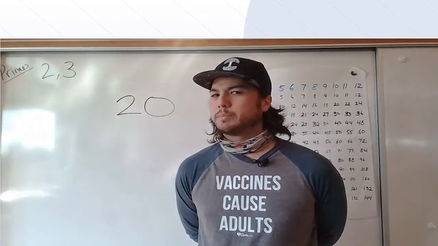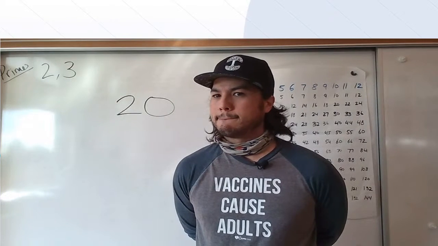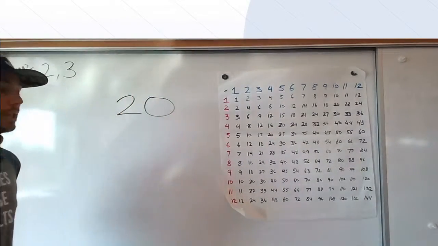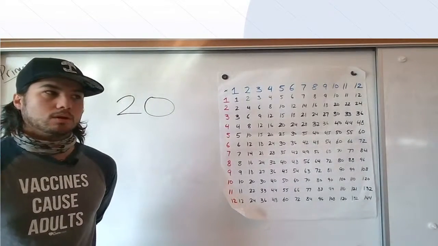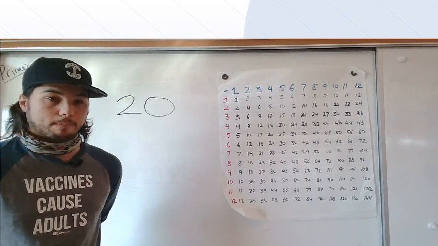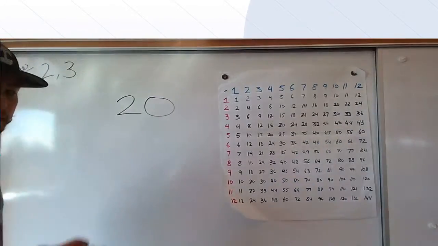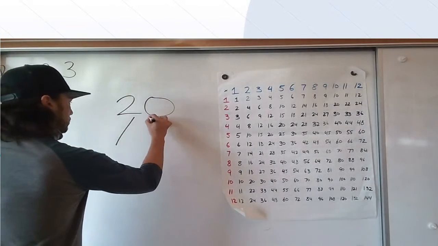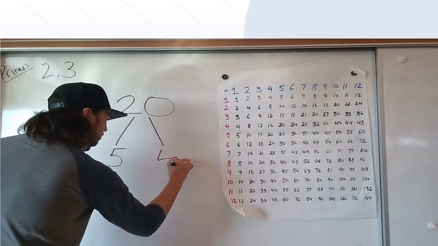How can we multiply 2 numbers together to make 20? What 2 numbers can we multiply together to make 20? And the reason we call it a factor tree will become clear in a second. We can start with, let's see, 5 times 4. So we're going to draw our 2 lines. We're going to go 5 and 4.